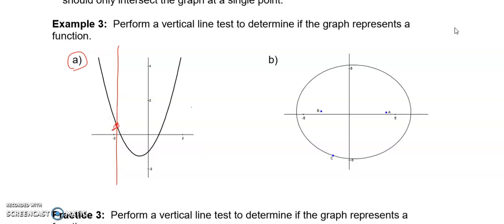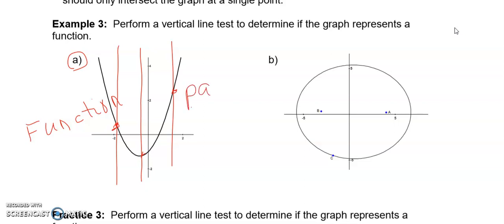Well, only once, right there. Here's another vertical line. That intersects the curve only once, right there. Here's another vertical line. It intersects the curve in only one spot, right there. So this graph does represent a function. No matter where you draw your vertical line, it will only intersect the graph in one place. If you were asked on a test or on a quiz to justify your answer, you would say because this graph passes the vertical line test.